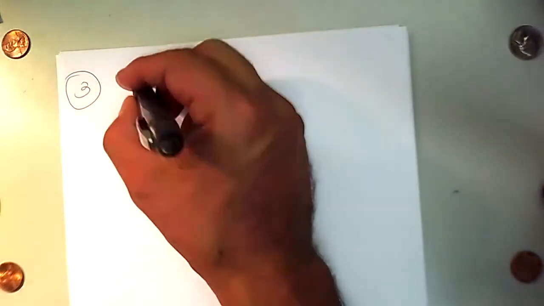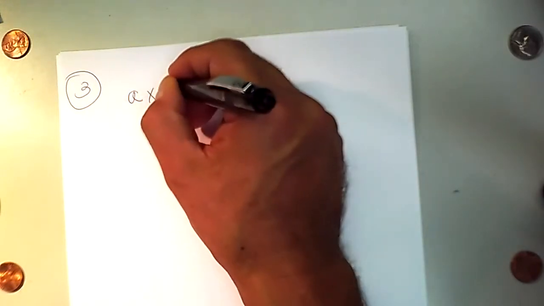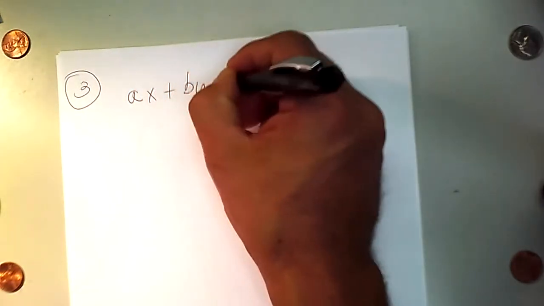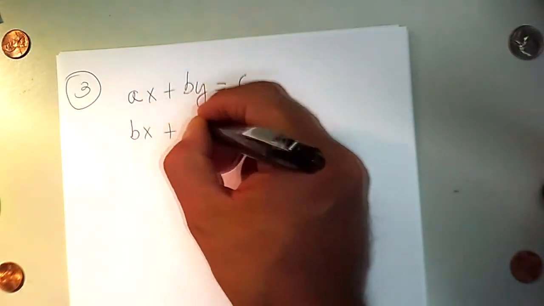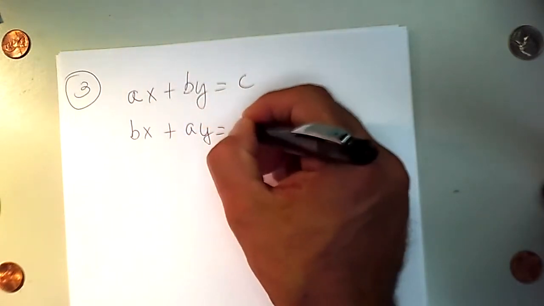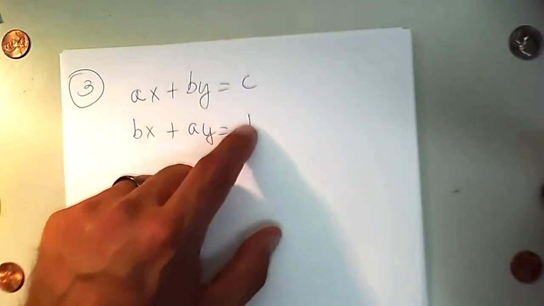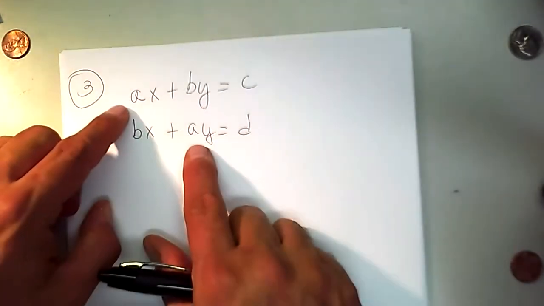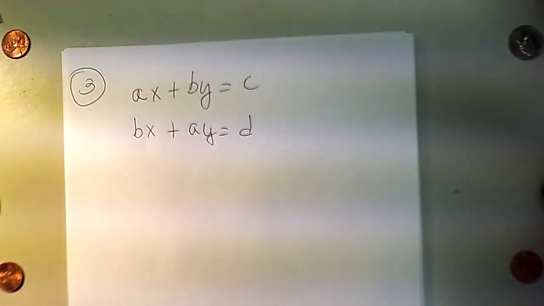I'm trying to think what size of a system. Okay, so let's say you have ax plus by equals c, and then bx plus ay equals d. So we got this system of equations with unknown constants. But what we do know is that those two are flipped. Can we use elimination? For sure.